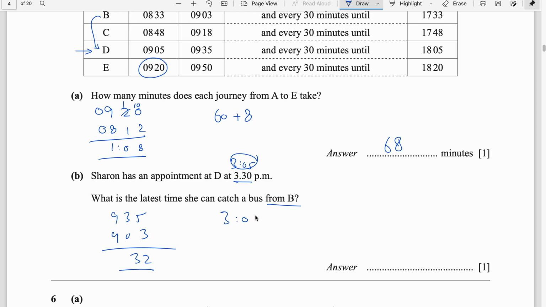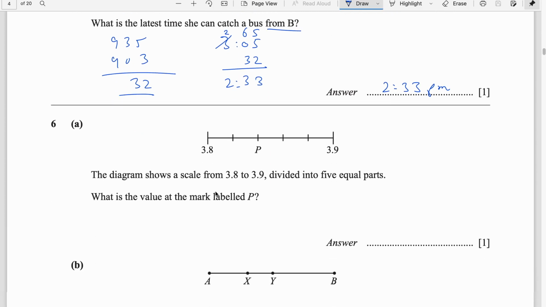So 3:05, if we take away 32 minutes, take out carry, this gives 60 minutes, makes it 65. 5 minus 2 is 3, 6 minus 3 is 3. So she catches a bus at 2:33 p.m. from B to reach before 3:30 at D.